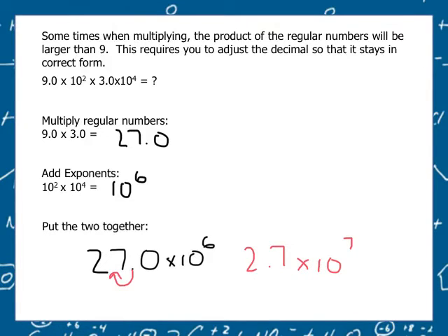And that's all you'll ever have to do with numbers listed in proper scientific notation. You will never have to adjust them more than one power of 10 if your numbers were in scientific notation to begin with. And all the ones that you'll see on my assessment will be.